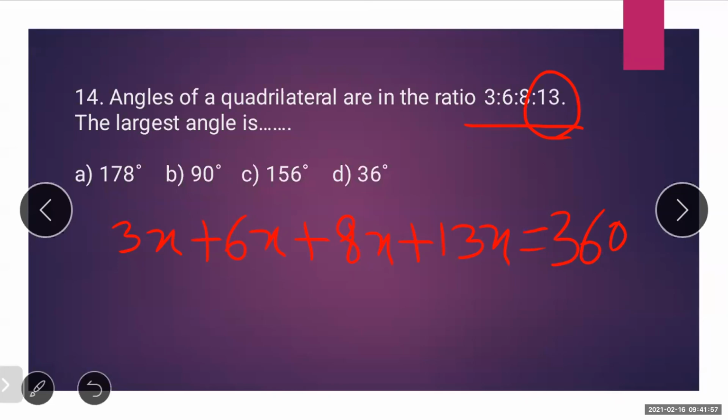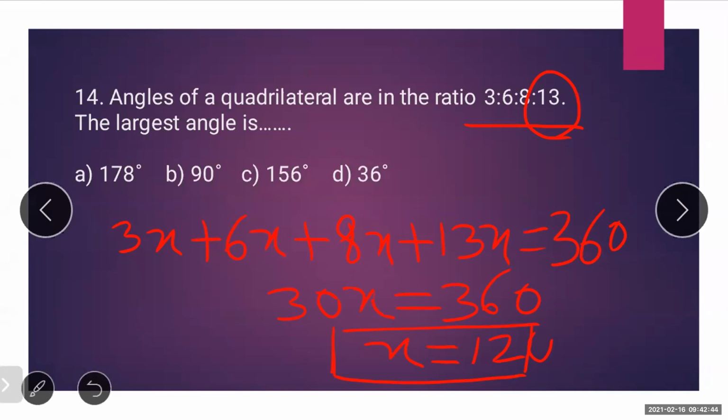So the largest angle is 13, but the common multiple with 13 is x. So first find out the value of x. So 3 plus 6 plus 8 plus 13 equals 360. If you add, it will be 30x is equal to 360. So x is equal to 360 upon 30, it will give you 12. Sorry. x is equal to 12.